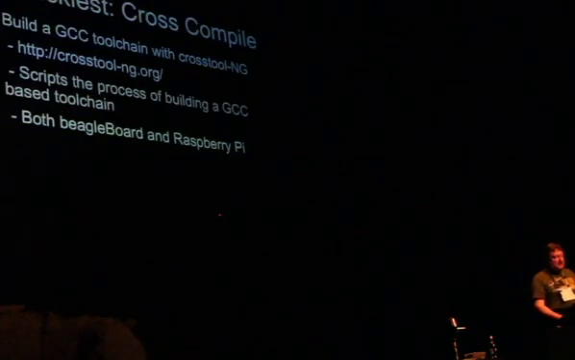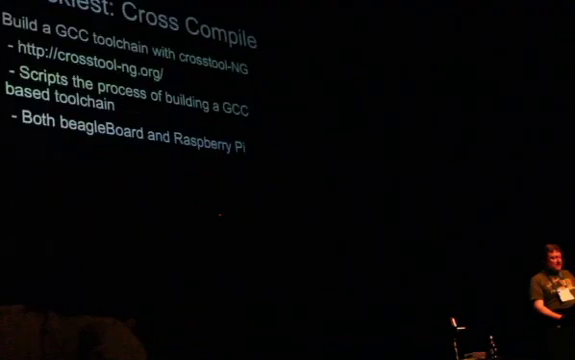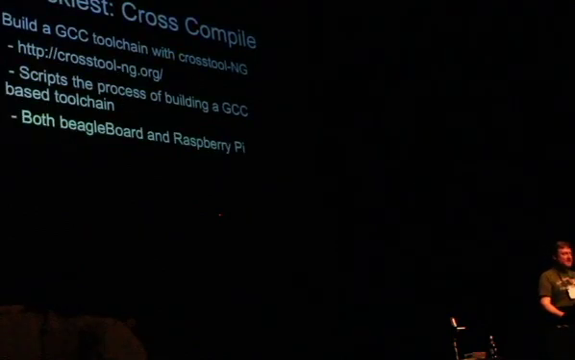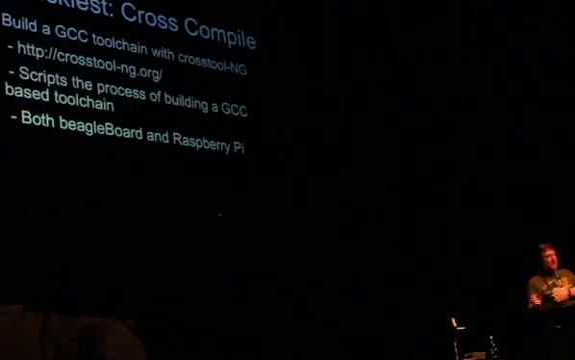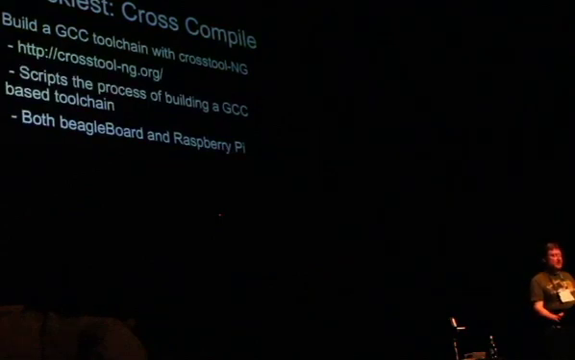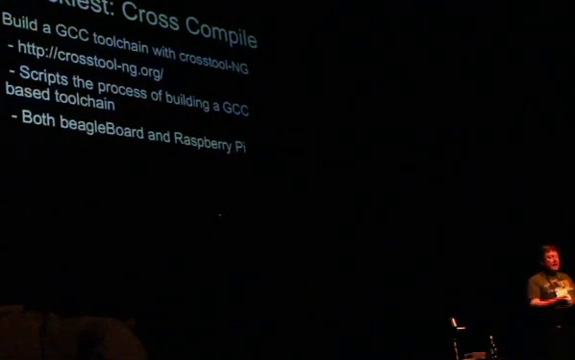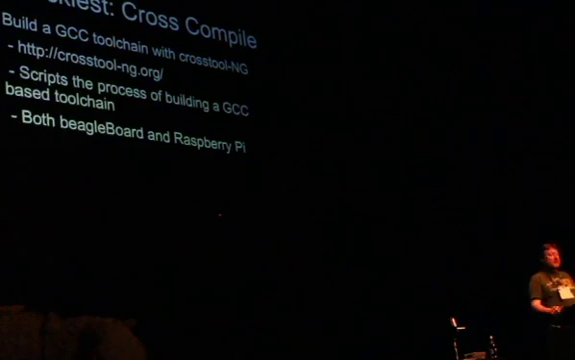The fastest way to do it is actually to cross-compile. That's where you have an Intel-based system or something else, and you configure a toolchain to generate ARM code when you do the compilation. So you'd have an ARM target. There's a fantastic tool if you're going to do this called CrossToolNG.